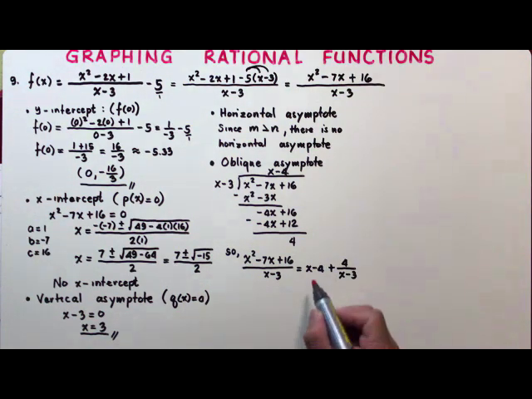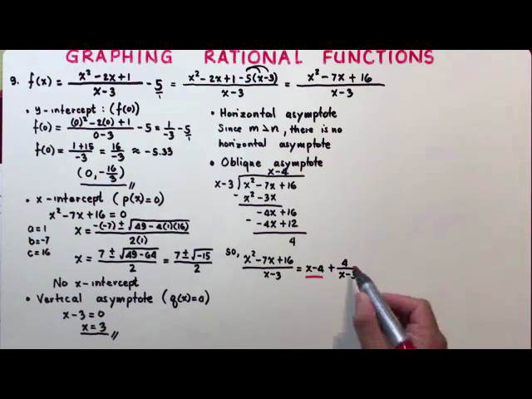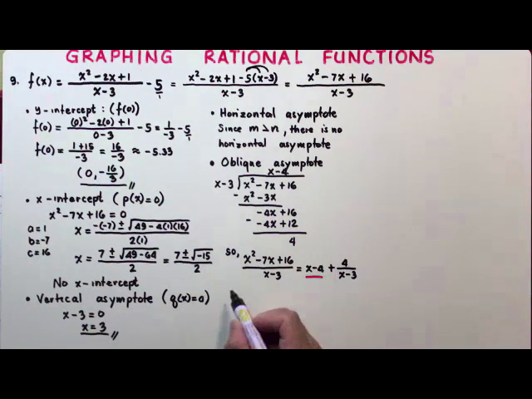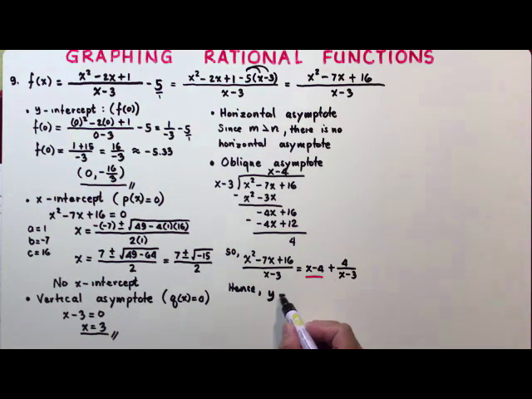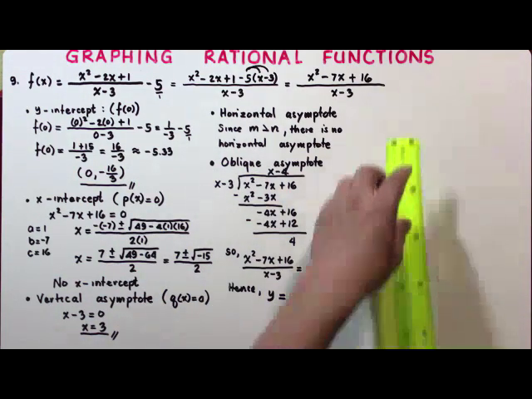Now you see that the quotient is x minus 4 plus the remainder of 4 over x minus 3. Hence, using our guidelines, we say that the equation of our oblique asymptote is y equals x minus 4. It's a straight line whose y-intercept is negative 4 and the slope is 1. So using this information, we can initially sketch the graph of our function here.